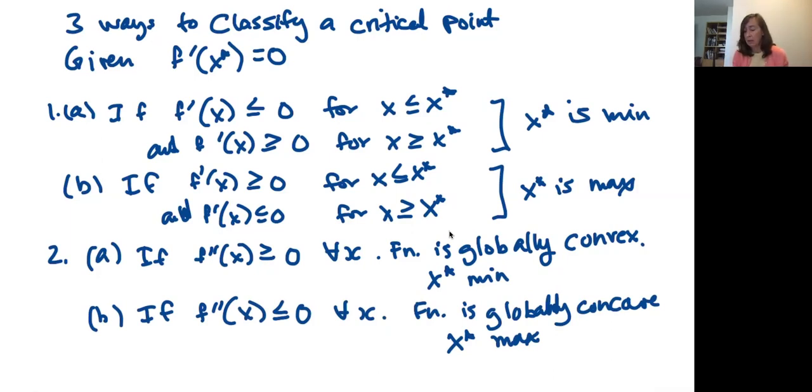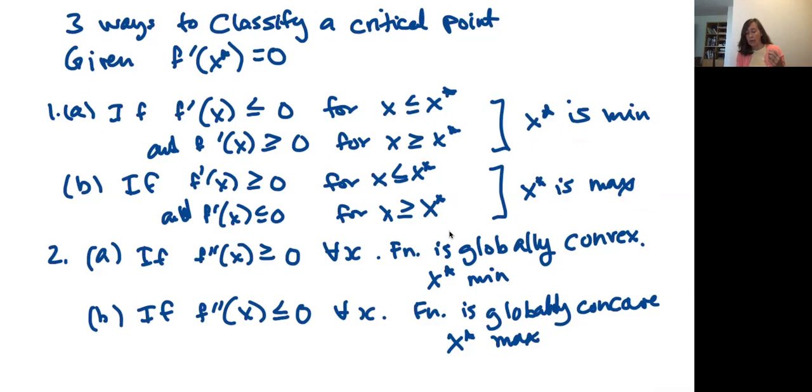One is just by looking at the sign of the first derivative on either side of the critical point and deciding just based on the first derivative by itself: whether you're going from negative to a positive first derivative, that would be a minimum, or from a positive to a negative first derivative, that's a maximum. Another way is to see if you have a function where the second derivative always has basically the same sign, okay, the same sign or 0.